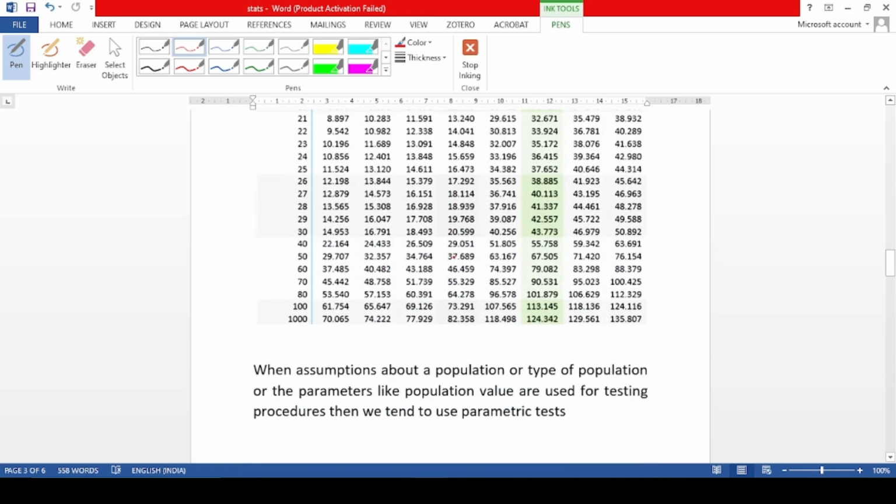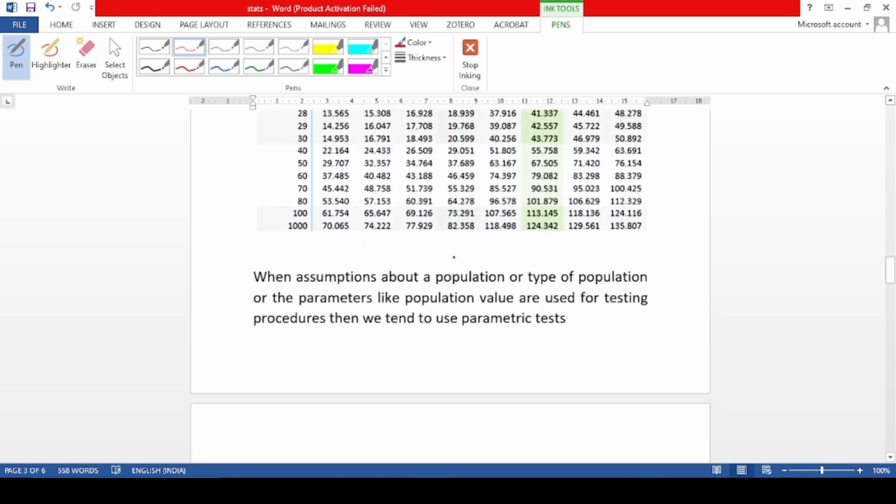So proceeding forward, let us see what the parametric tests are. What is a parametric test? When assumptions about a population, or a type of population, or a parameter like a population value are used for the testing procedure, we tend to use the parametric test.